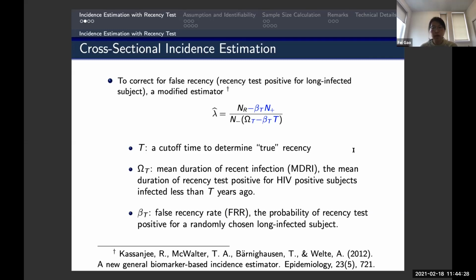After some analysis of this estimator, we find out this estimator is actually an unbiased estimate of this weighted incidence in between time negative T and the current time.